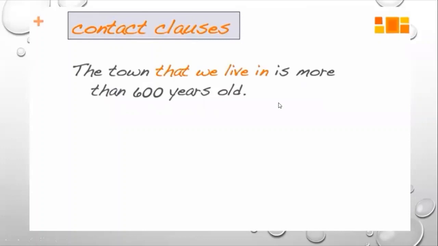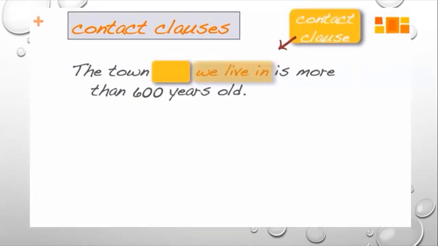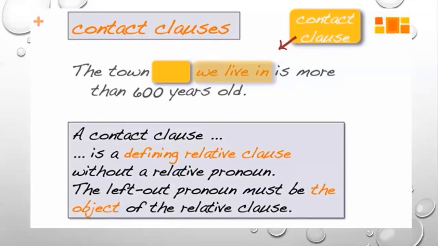But the difference is that, take a look, this is a defining clause. When we use a content clause, what I told you before, we omit the relative pronoun, right? So for example, the town that we live in is more than 600 years old. And the town we live in is more than 600 years old. One more time, it is the same, but I am just omitting this. This is more natural.